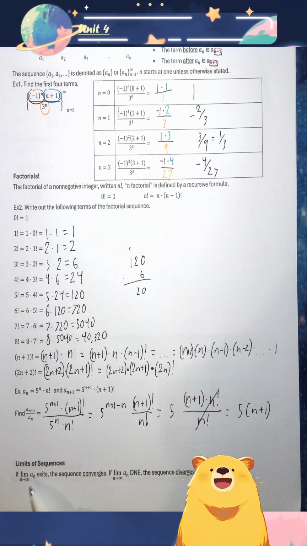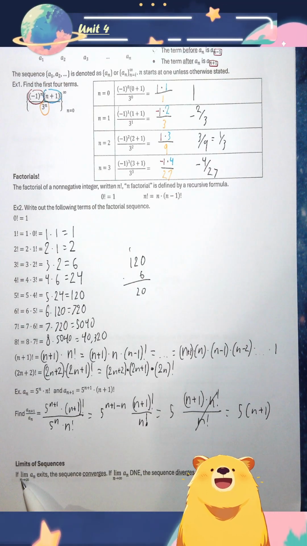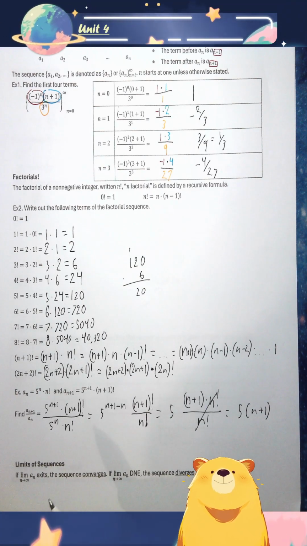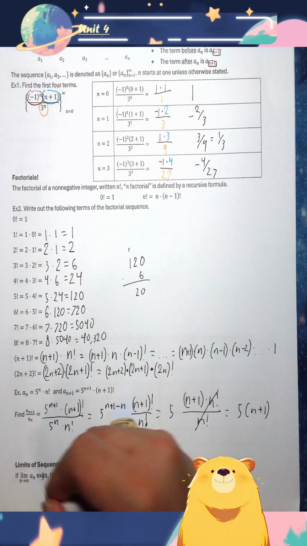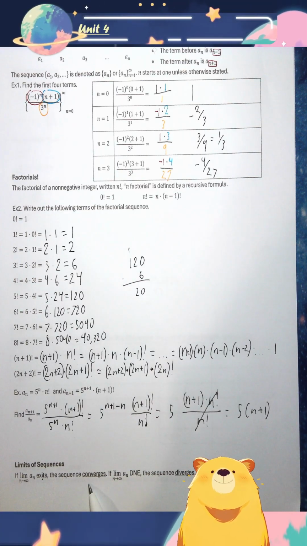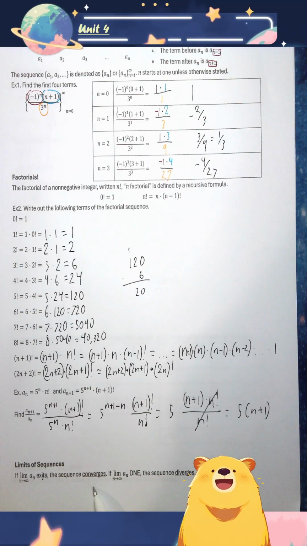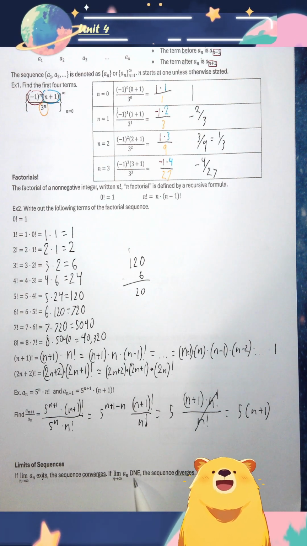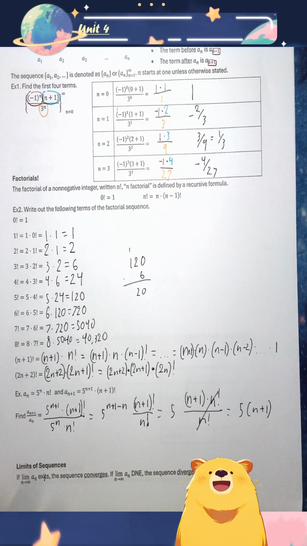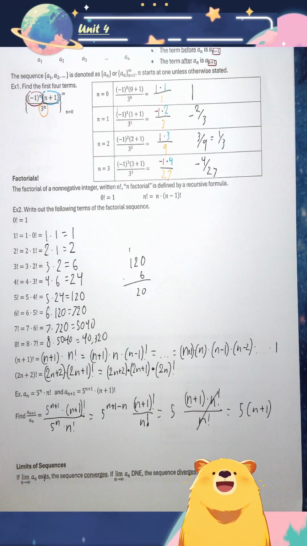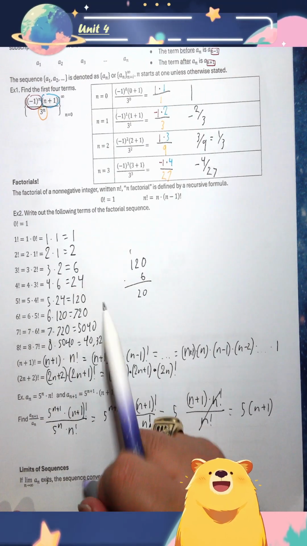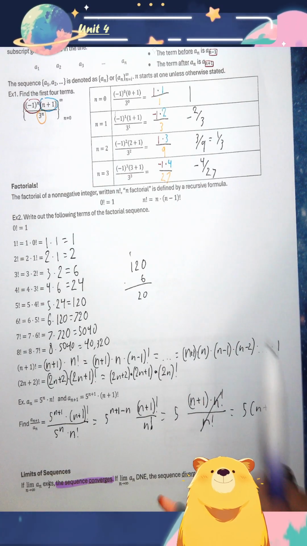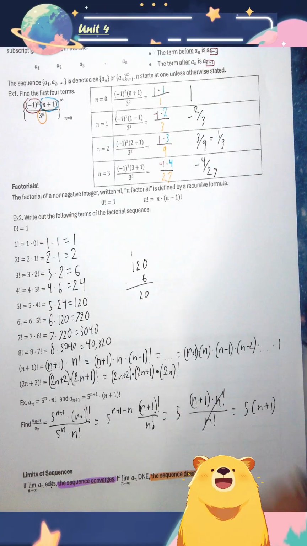If the limit of a sequence exists, so if we take n to go to infinity of this sequence and the limit exists, we say the sequence converges. If the limit of that sequence as we go to infinity does not exist, then the sequence diverges. So keep that in mind. This is going to be important terminology from here on out. Sequence converges, the sequence diverges.